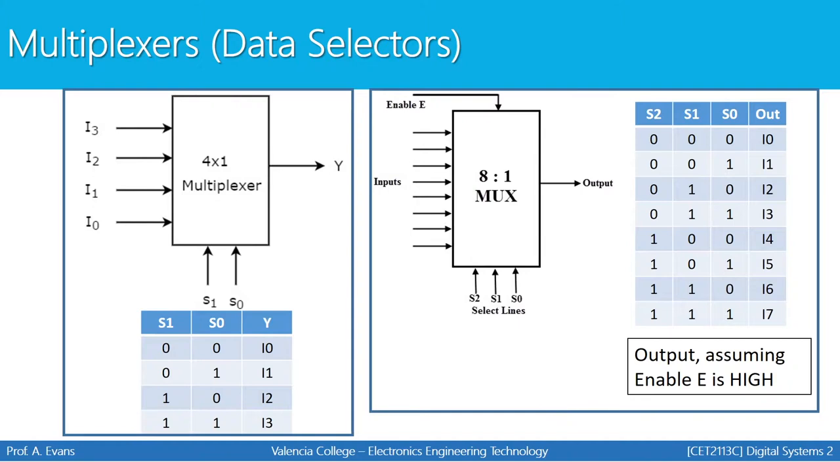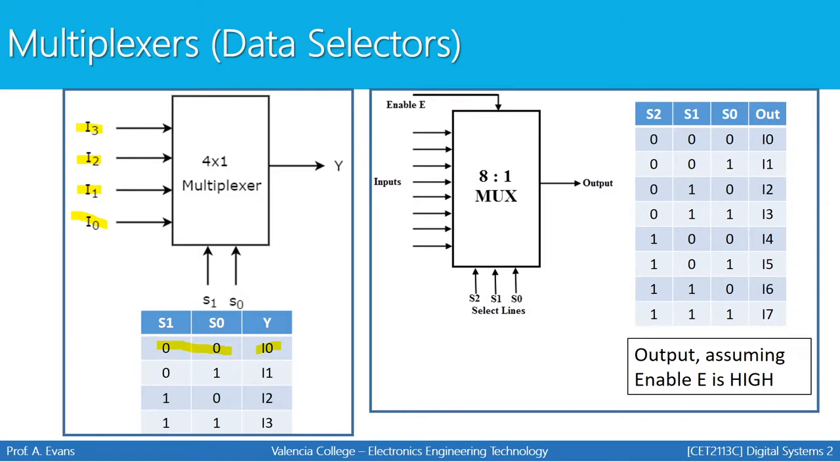Here are some examples of MUXes that can take more inputs. So if you have a 4-to-1 multiplexer, 4 inputs, 1 output, that means you need 2 select inputs, so that you can select one of 4 combinations. So if select is a 0, 0, then I0 will be the one to pass. If select is a 0, 1, then I1 will be allowed to pass. If select is 1, 0, I2 will be allowed to pass. And if select is 1, 1, I3 will be allowed to pass.